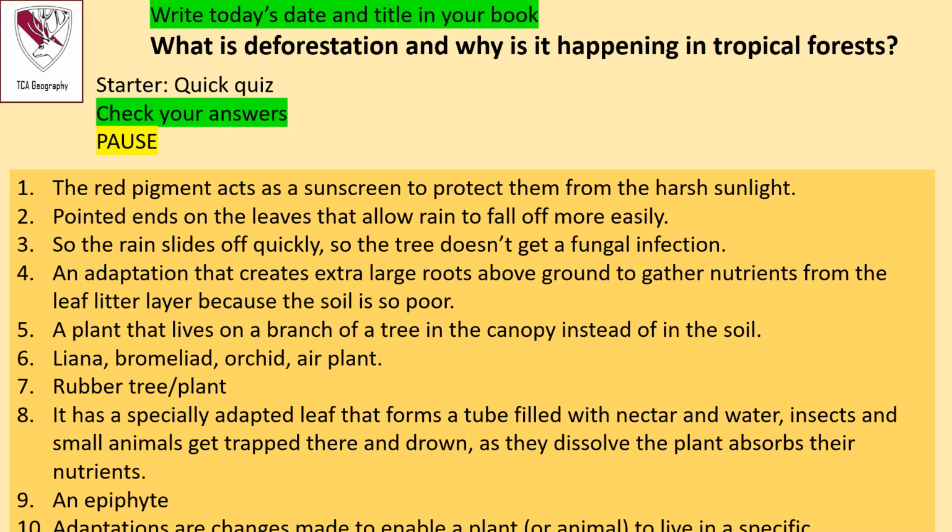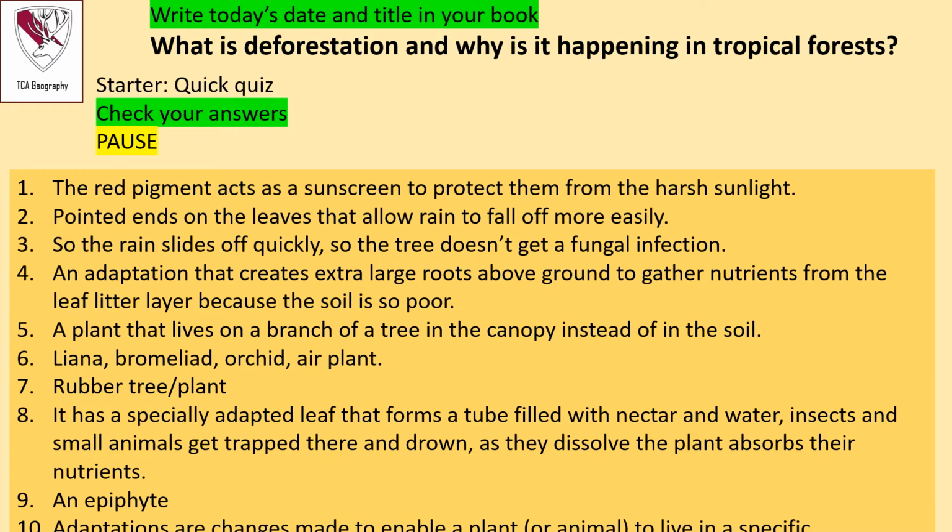Number 7, a rubber tree or plant. Number 8, the pitcher plant has a specially adapted leaf that forms a tube called a pit trap filled with nectar and water that attracts insects and small animals. They get trapped there and they drown. Then their bodies dissolve and the plant absorbs the nutrients from them.